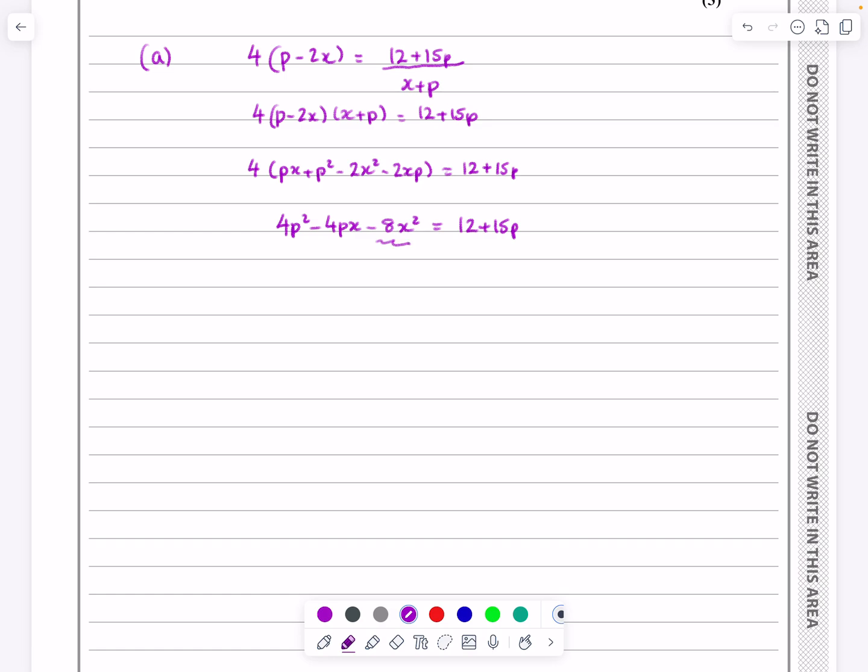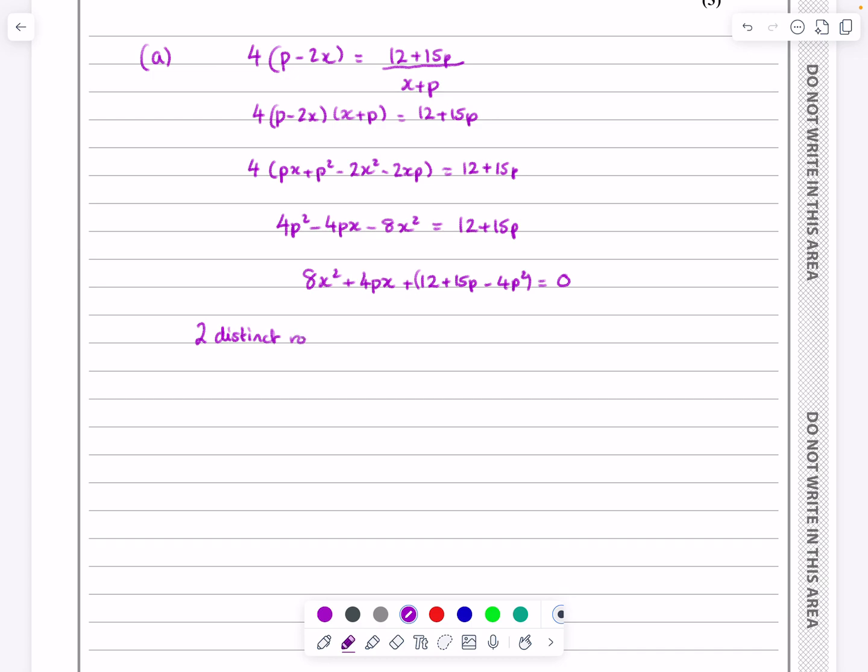I really want that 8x squared to be positive, so I'm going to take everything over to that side now. If I do that, I'll end up with 8x squared, I'll end up with 4px, and then for the constant, I'm going to end up with 12 and the 15p, but then minus the 4p squared, equal to 0. So there's my quadratic, where I've got a, b, and all of that being c. What I might just do is put that in a bracket. You don't have to, but it might make it a bit clearer for the examiner.